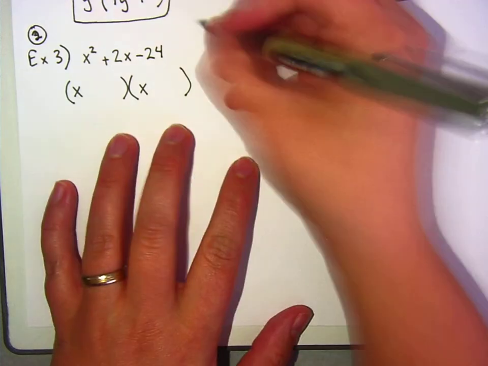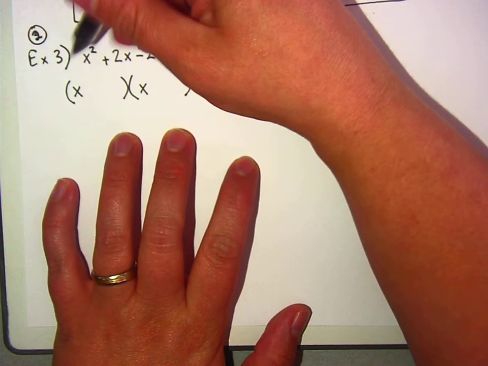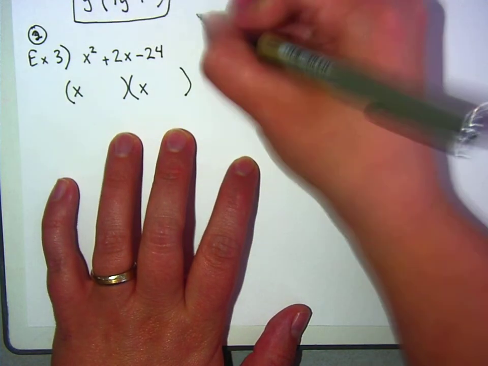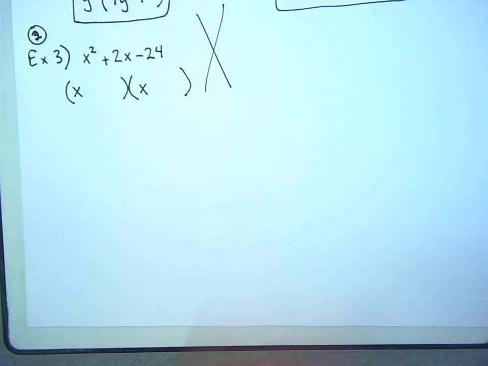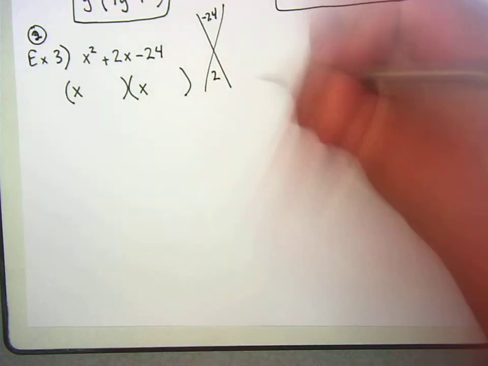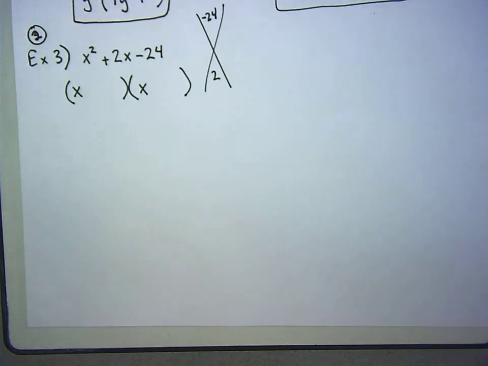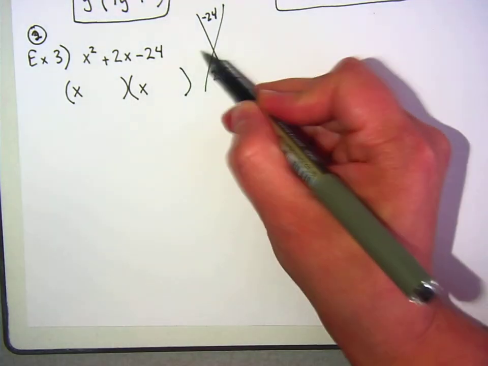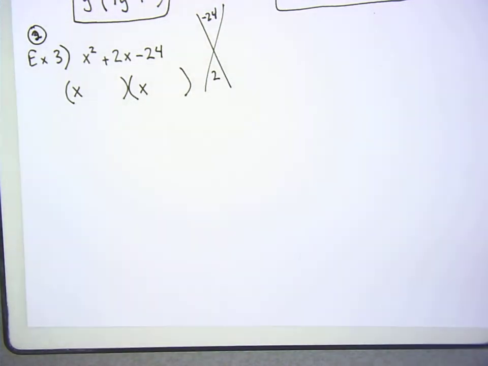Okay, so here's how we do an x problem. And you know it's an x problem if there's nothing in front of the x squared. Just make a big X next to this problem. I want you to put negative 24 on the top and 2 on the bottom. We're looking for 2 numbers that we're going to write on the sides, 2 numbers that multiply to get negative 24 but add to get 2.